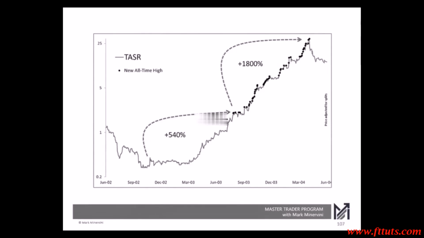So it made a 500% move. And then the real action started happening when it started hitting all-time highs. And then the stock went up an additional 1,800% from there.